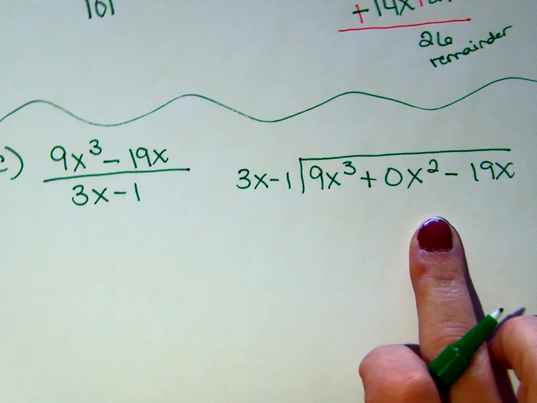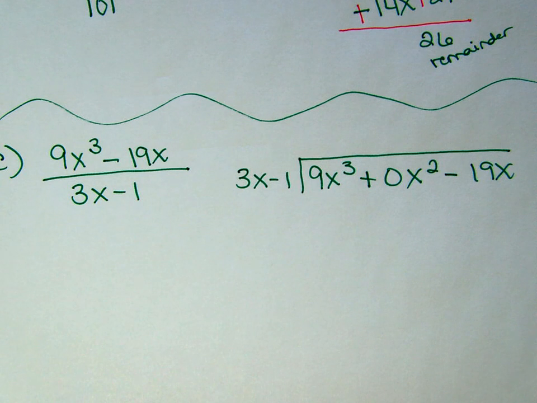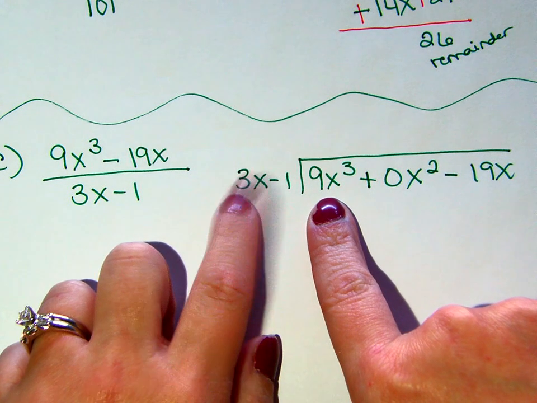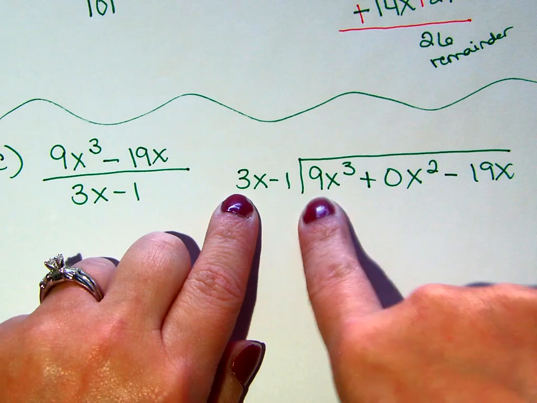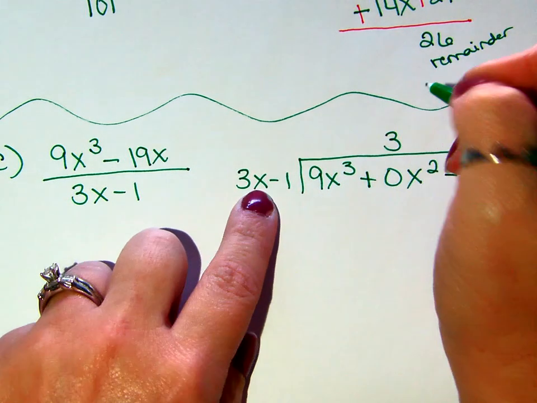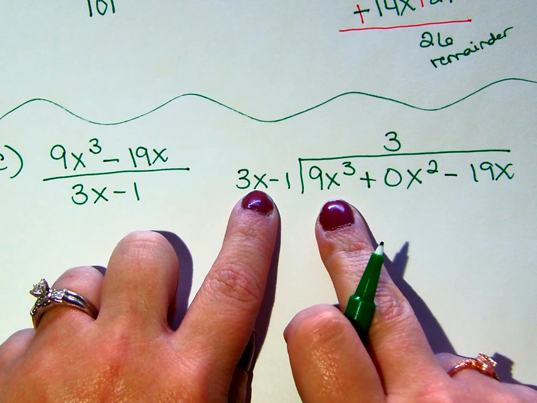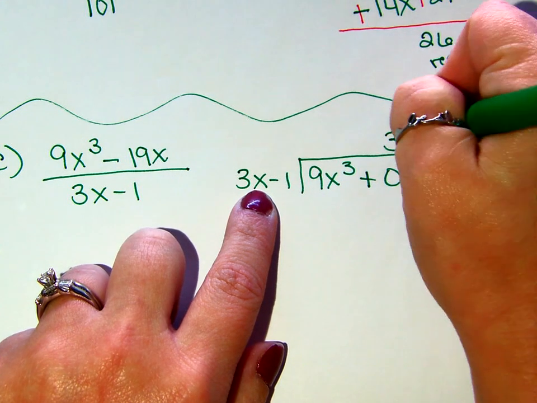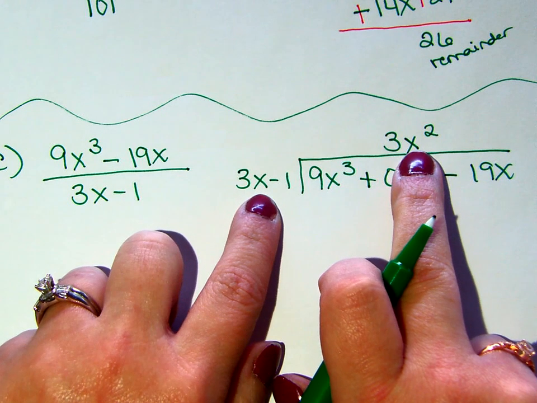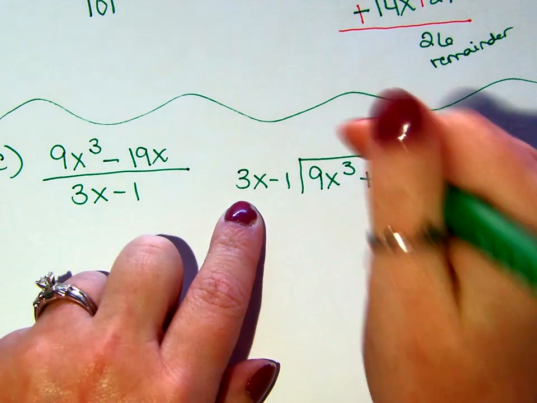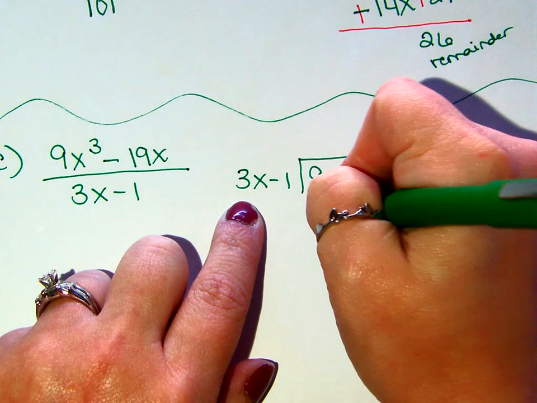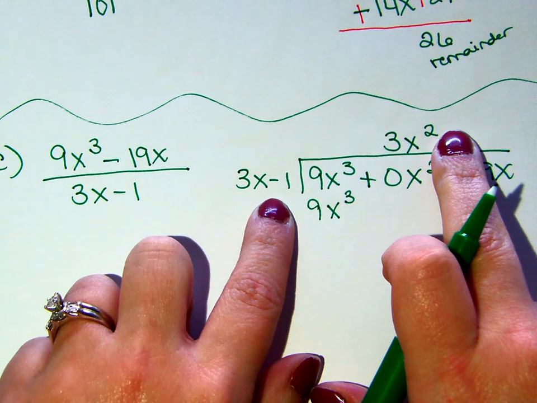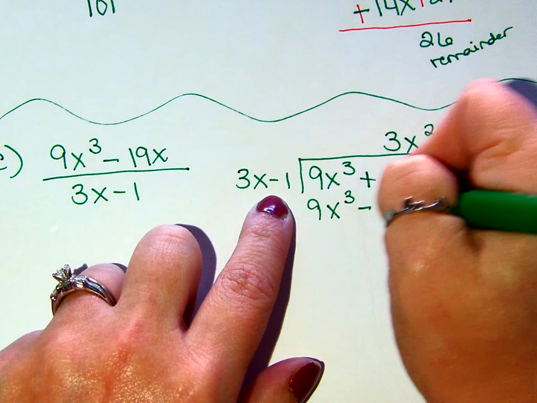The rest of the problem works the same way. 3x to 9x to the third. So 3 times what would give me 9? 3. x times what would give me x to the third? x squared, yeah. Because x times x squared is going to give me x to the third. So 3 times 3 is 9, x squared times x to the first is x to the third, and then I take 3x squared times the negative 1. That'll give me a negative 3x squared.